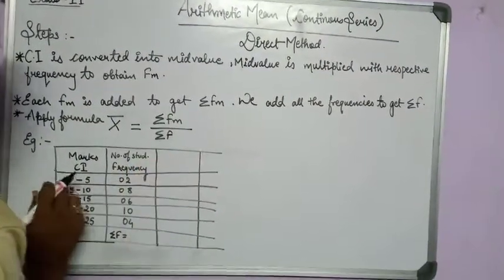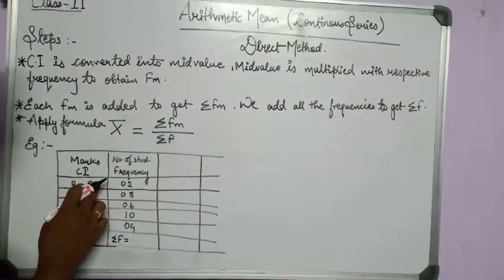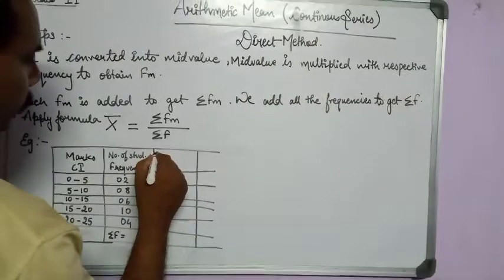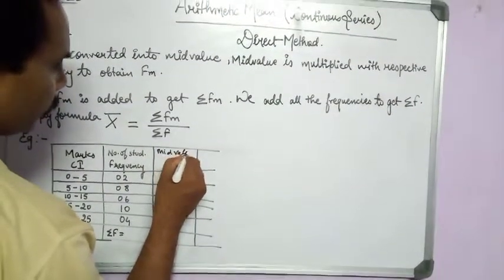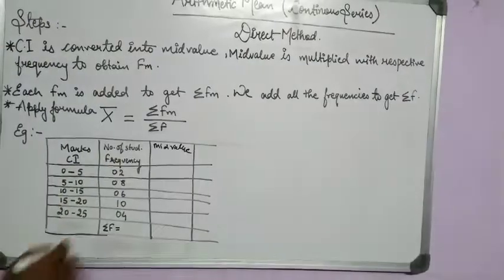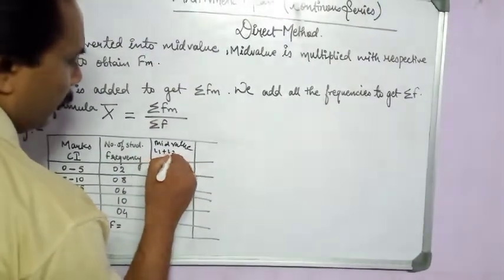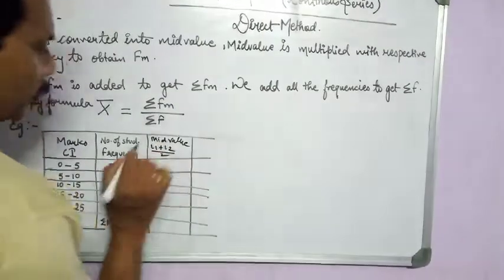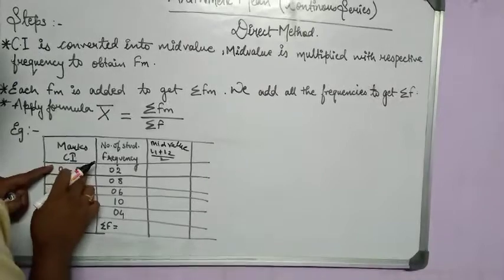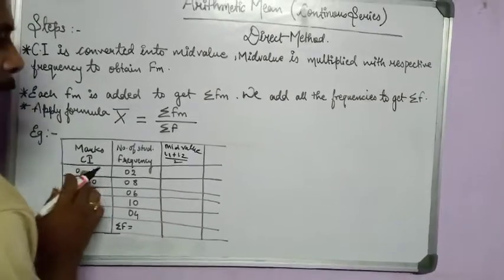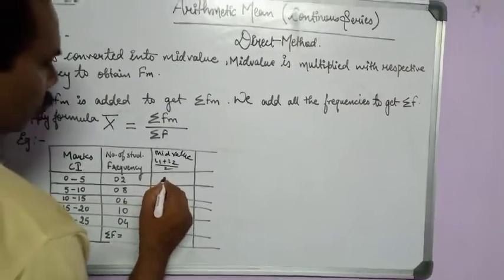How can we convert to mid value? Lower class limit plus upper class limit divided by 2. First of all we will calculate the mid value. L1 plus L2 divided by 2. L1 is 0 and L2 is 5. So 0 plus 5 is equal to 5, 5 divided by 2 is 2.5.